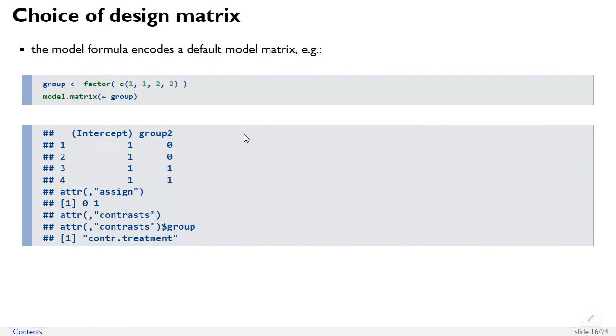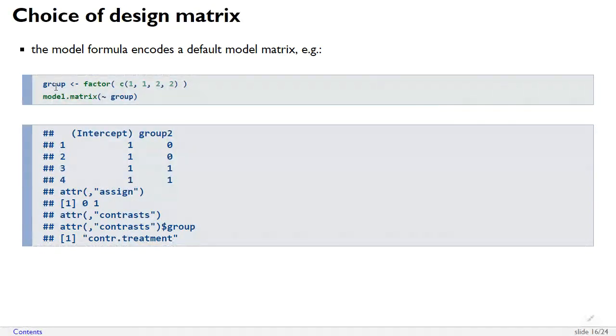And when you write out a model formula in R, what happens behind the scenes, without you ever having to think about it, is that it's encoding a design matrix for you. So in fact, your routine is using a design matrix, but one that's been created for you using some default options.